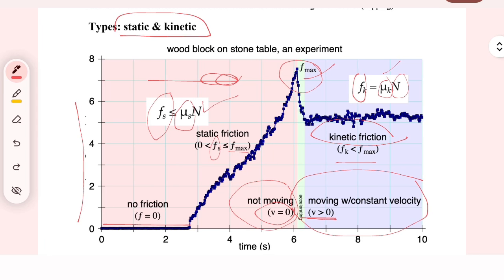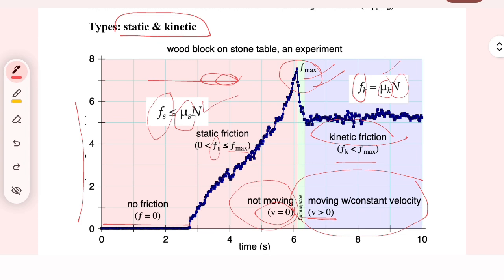So this is just a simple illustration of what happens to the box from rest. It experiences static friction, which is still less than the maximum friction. Then it reaches a point where the maximum frictional force is reached, so it is now in a state of impending motion, when it reaches F max. And then the box starts to move, and the friction changes from static to kinetic friction.